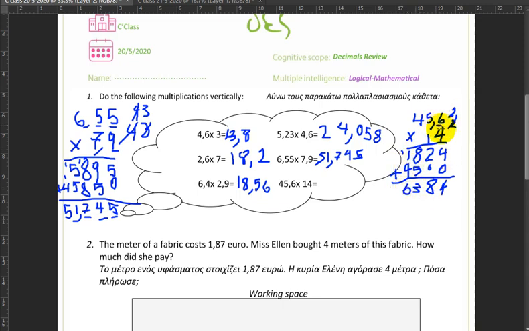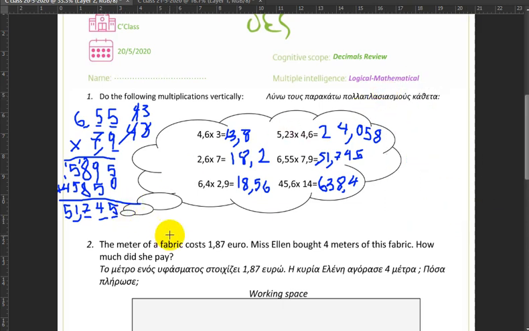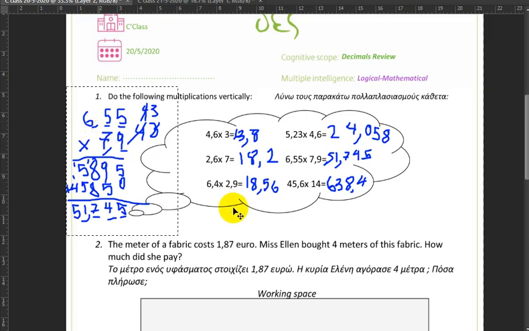And I have only one number to the right of the decimal point, so the same must happen here. We get 638.4. And that is our final answer there. Let's move on to the problems.